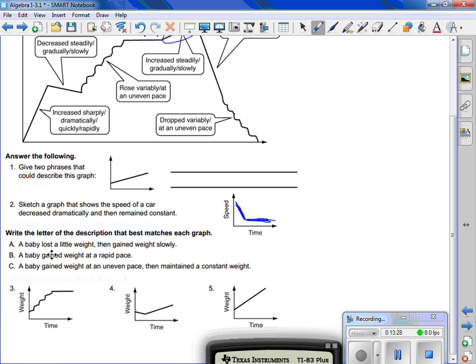Now, the baby lost a little weight, then gained weight slowly. The baby gained weight at a rapid pace, and the baby gained weight at an uneven pace, then maintained weight at a constant weight, or maintained a constant weight.